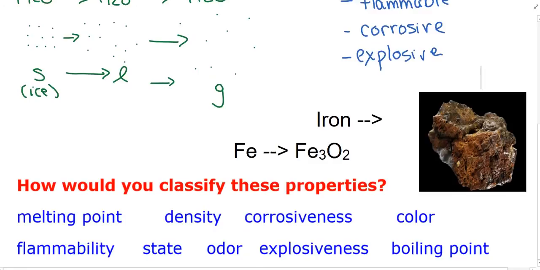Okay, so I want you to pause the video for a second, and I want you to try to classify these nine properties. We've got melting point, density, corrosiveness, color, boiling point, explosiveness, odor, state, flammability. And I want you to decide, is this an example of a physical property, where I can figure it out about the substance without changing what it is? Or is it an example of a chemical property, where I actually have to turn it into something else to figure out if it has this property? So you pause and try to figure it out, and then you can press play and we'll figure out the answers.